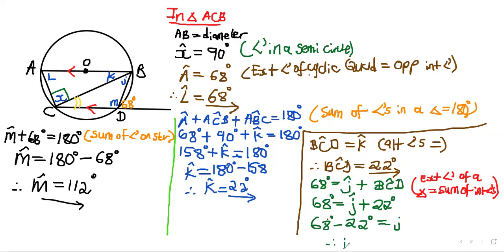Therefore, angle J is equal to what? 68 degrees minus 22 degrees. I'm going to get 46. 68 minus 22, that's 46. So this should be 46 degrees. So that's basically how you solve that.